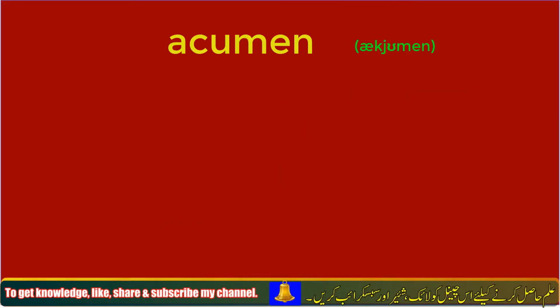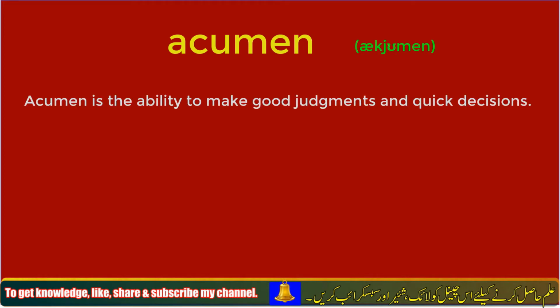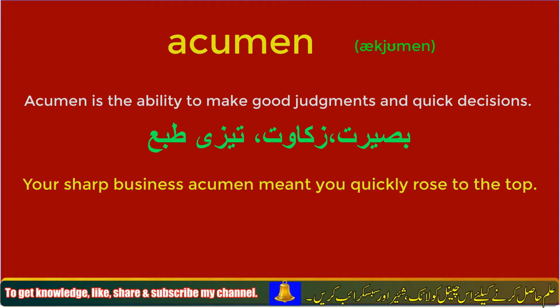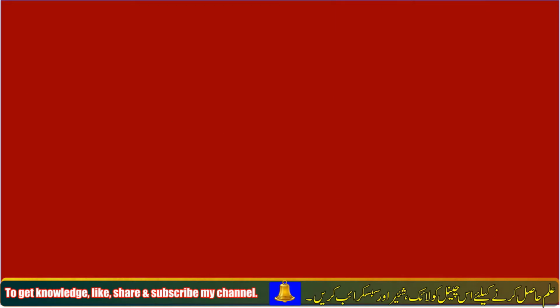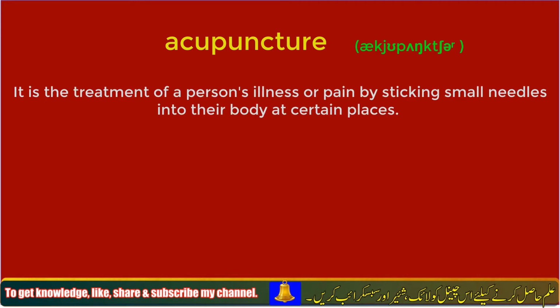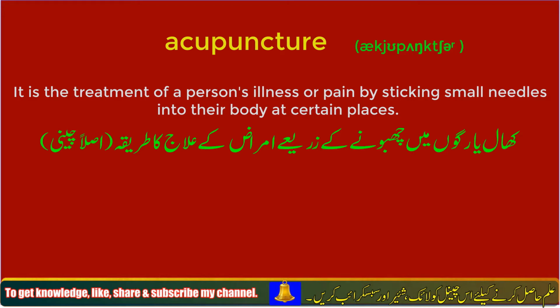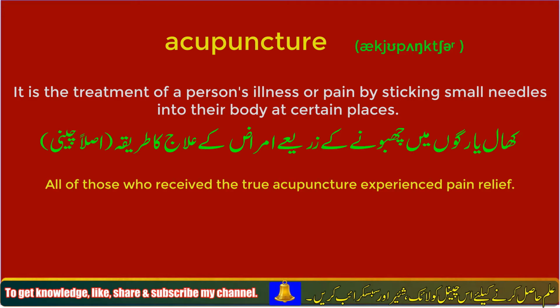Acumen. Acumen is the ability to make good judgments and quick decisions. Your sharp business acumen meant you quickly rose to the top. Acupuncture. It is the treatment of a person's illness or pain by sticking small needles into their body at certain places. All of those who received the true acupuncture experienced pain relief.